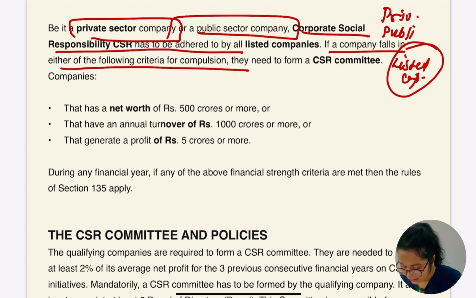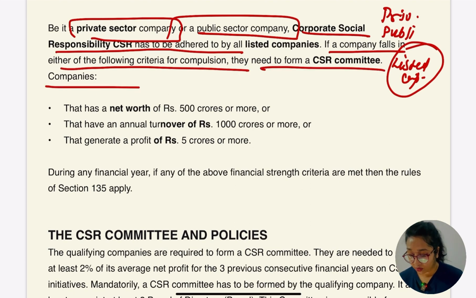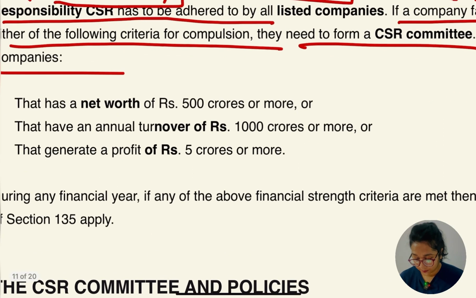If a company falls in either of the following criteria for compulsion, they need to form a CSR committee. First of all, for CSR, what I told you, whether it is a public company or private company, it is going to apply. For all the listed companies, they have to apply this. It is compulsory for them to apply these CSR applications. I hope this point was clear.